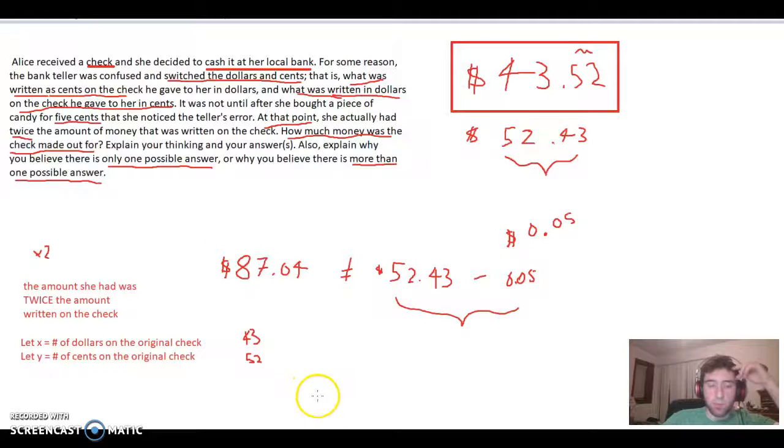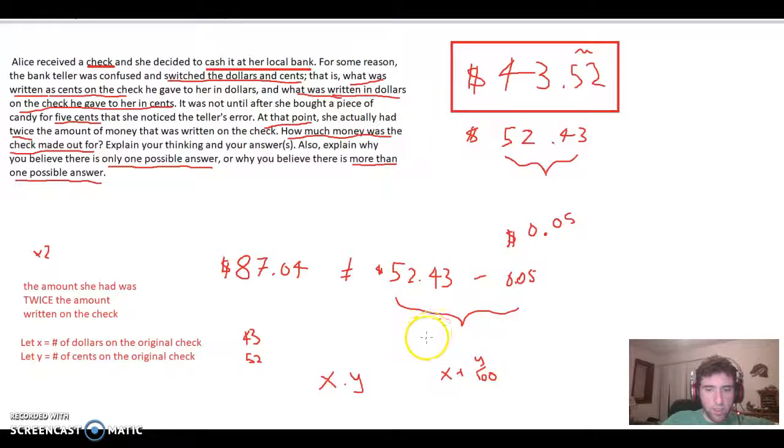The amount of dollars that we would have, well, it wouldn't be x plus y, and I don't really think that x point y makes sense. I can't really use this in an equation, but what I can write is I know that it's x dollars, and then if I want y in dollars, well, y is cents, so it will be y over 100. So this x plus y over 100 represents the amount on the original check.